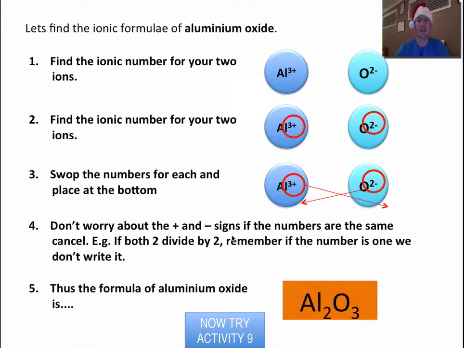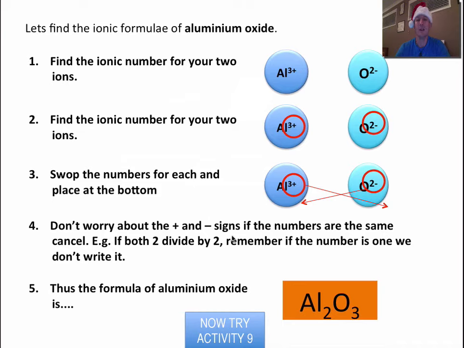Okay, so let's very quickly run through what you do again. Find the ionic number for your 2 ions, 3 and 2. Swap the numbers for each and place them at the bottom. Don't worry about the negative or positive signs. One thing you do need to remember though, and this is the example that says down in number 4, if you've got ions which have got the same number, for example, let's say it was a cation which was 3 and an anion that was 3, we divide by 3 to make 1, just like you would do in fractions. It's sort of rounding down. We would never write anything x3, y3. It would just be written x, y, 1 to 1. So using the example that we've got, you can see how Al2O3 comes together.